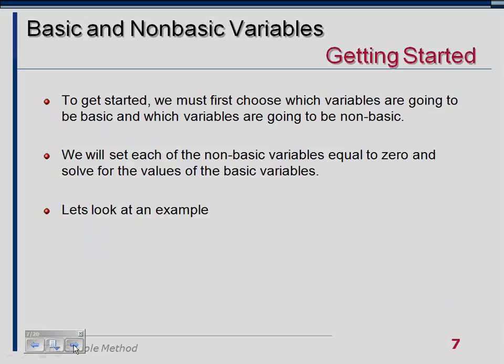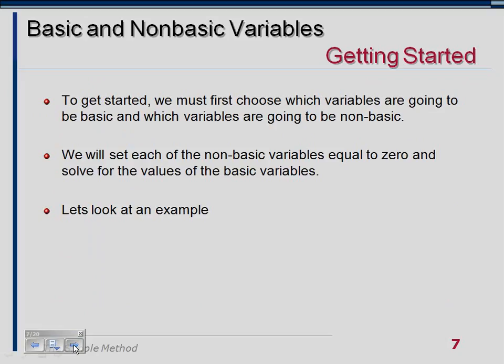But now to get started, we must first choose which variables are going to be basic and which variables are going to be non-basic. So we'll set all the non-basic variables equal to 0 and solve for the values of the basic variables. Anytime you hear the word non-basic variable, all that means is the variable is currently set to 0. You've zeroed it out. You forced it to be 0. A basic variable may have a value of 0, but probably not. It can have any value required to solve the problem.